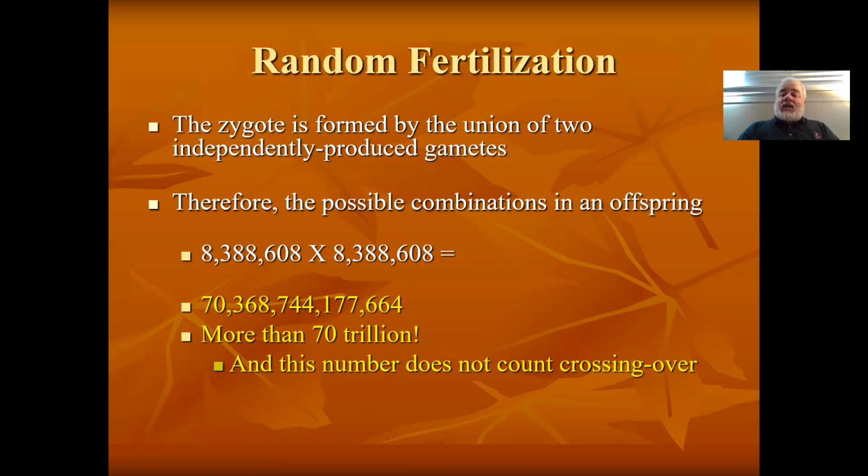So random fertilization means that the variation in sexually reproducing organisms, whether it's a rose bush or a broccoli plant or a human or a trout, it doesn't matter. They all have similar types of patterns.